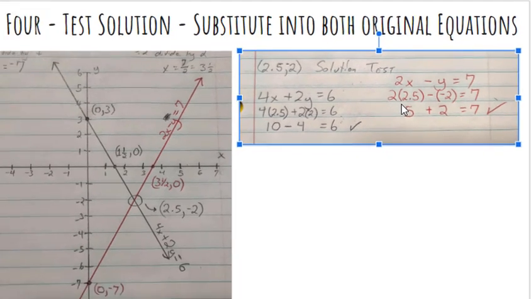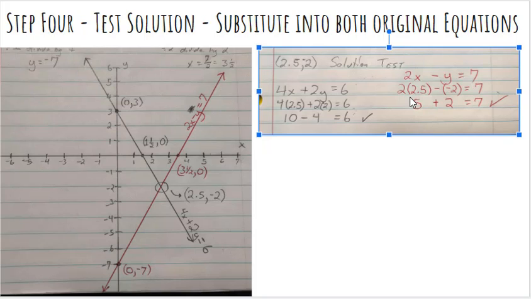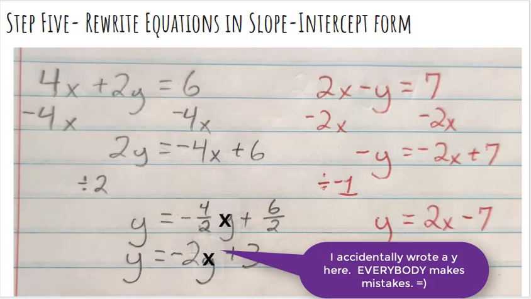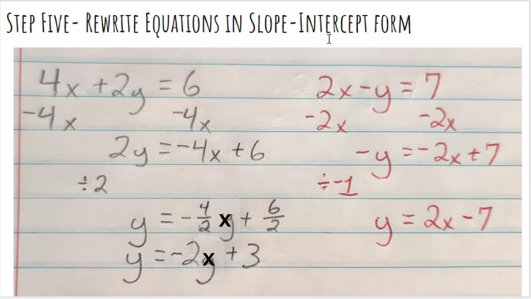Okay, now we're to the final question that you were asked. We found intercepts. We graphed lines based on those intercepts. We found the point of intersection from our graph, and we tested that point of intersection. The next thing that I asked you to do was to rewrite those equations. Here are those equations, and we're going to talk about rewriting them. I asked that you rewrite them in slope-intercept form. Right now, they're in standard form.